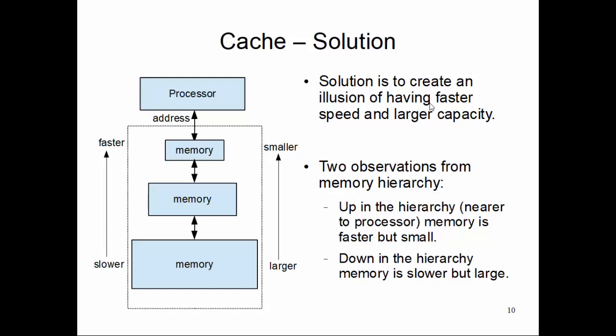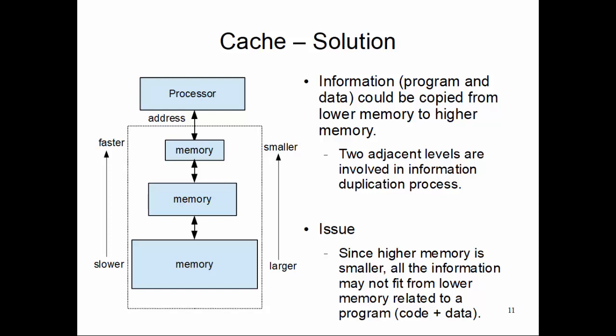Now, two observations from the memory hierarchy. Up in the hierarchy, near the processor, memory is faster. Disk is slower than main memory, which is slower than cache, which is slower than registers. And down in the memory hierarchy, memory is slower but larger. So what we can do is copy the relevant part of the program and data which is in context right now from the lower memory into the higher memories. So we keep copies of memories in the different levels of the hierarchy.